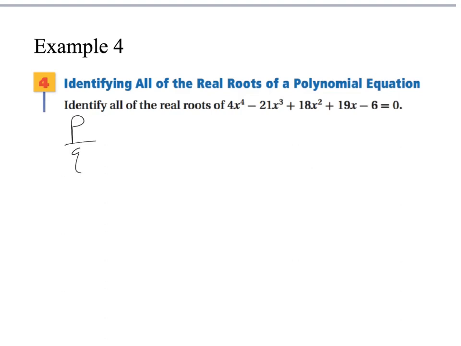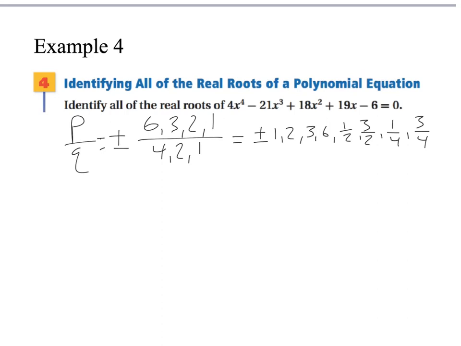So our P over Q is going to be plus or minus all of the factors of 6, because it's the very last number, so 6, 3, 2, and 1, over 4, our leading coefficient, so 4, 2, and 1. And those are all of these. So we've got some whole numbers that we can look for, and then we also have some fractions here that we can look for in the graphing calculator. So let's go ahead and plug that whole big ugly mess into the graphing calculator and see what happens.